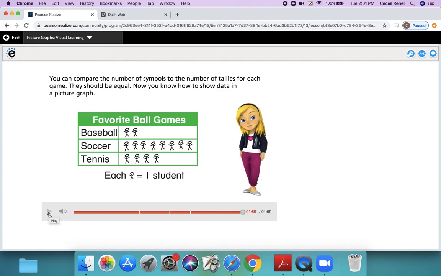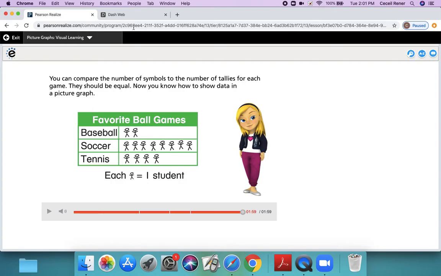And so remember, boys and girls, it is always extremely important to check to see what the symbol stands for. Does the symbol stand for one student, or when they changed it, it stood for two students? So you always have to double check that so you don't make any mistakes.